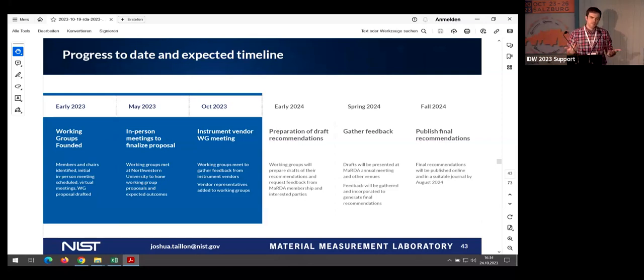And we'll be gathering feedback at these meetings from the community in order to incorporate that feedback into our final recommendations. And then we hope to publish those final recommendations in the fall of next year, most likely in a materials research journal, to really get access to the materials research community where they are, published in a place where they actually look for scientific progress.